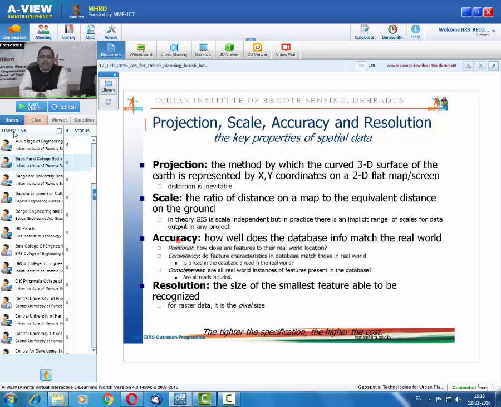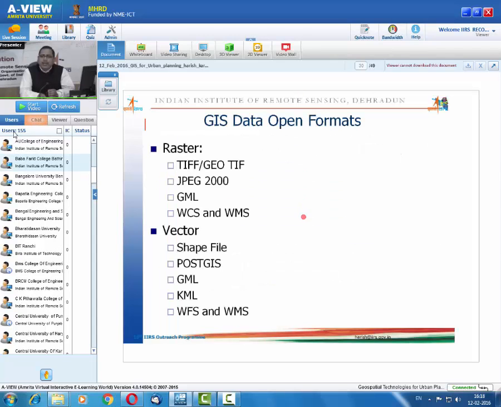And the next important point is accuracy. How well does the database information match with the real world? Very, very important points. GIS will not give you a simple drawing. When you are creating the map in the GIS, the accuracy also plays a very important role. Here, we talk about different types of accuracy. It's like positional accuracy. We talk about the consistency in the database. We also talk about the completeness in the database. These accuracies play a very important role when you are creating the data in the GIS domain. Resolution I already talked about. So here you have to remember that the projection, scale, accuracy and resolution are very, very important when you are creating data in the GIS domain.